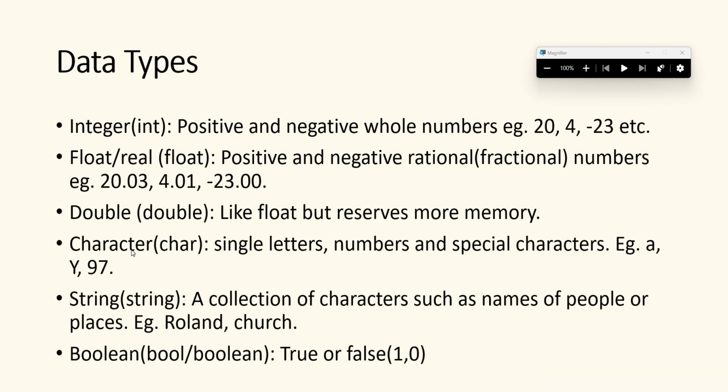Then we have character. Can we use character for storing a name? For character, it's a single character, number, or special character. So when we use a char or the character data type, it can store a single letter, a single character. It can't hold more than one. Well, let's go down here. String: a collection of characters such as names of people or places. So since I want to store my name, I think I can use what? The string data type. That is best for storing names of people, locations, places, and the others.